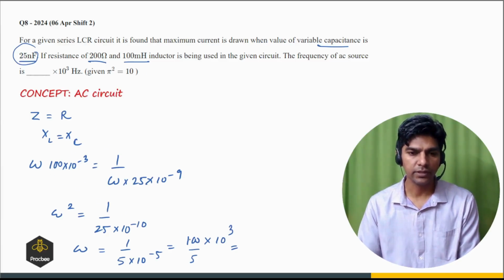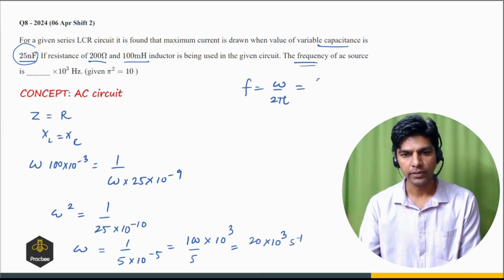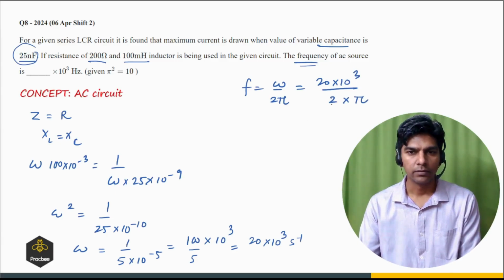Okay, right. So this is the angular frequency. This comes out to be 20 into 10 raised to power 3 second inverse. But we have to find the frequency. So frequency will be omega upon 2 pi. So omega is 20 into 10 raised to power 3 upon 2 pi. This can be written as 10 into 10 raised to power 3 divided by pi, right?